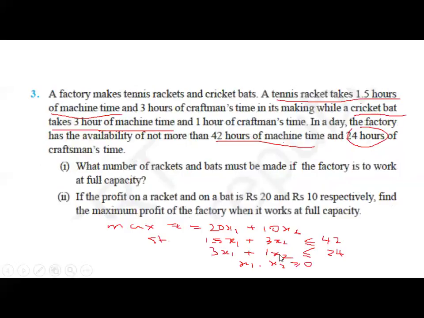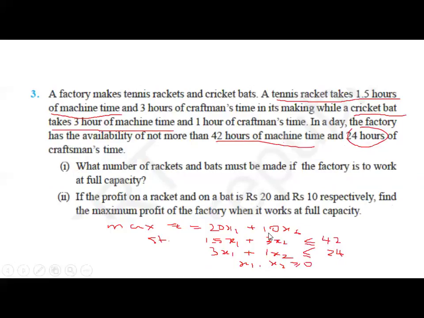Just to finish off what we were discussing here: in the case of craftsman time, each tennis racket requires 3 hours of craftsman time, so we'll get 3x1 hours there. And each cricket bat requires 1 hour of craftsman time, so 1 into x2 is from there. So total craftsman time required is 3x1 plus 1x2, and that has to be less than or equal to the 24 hours available.